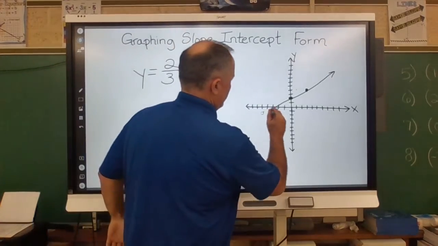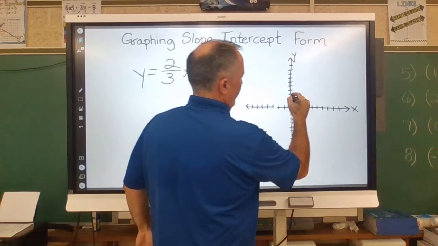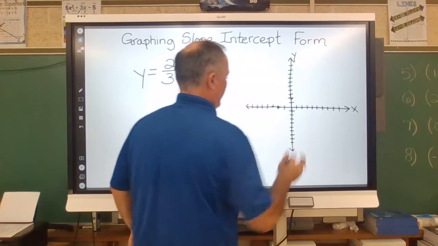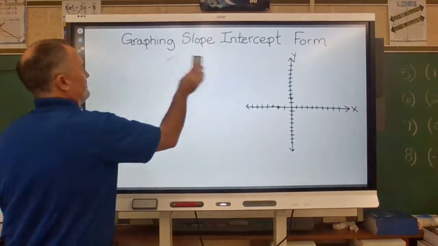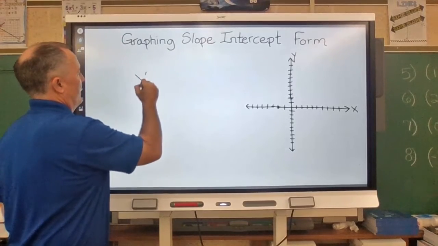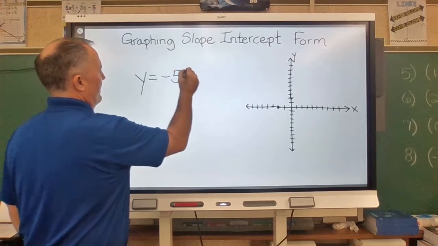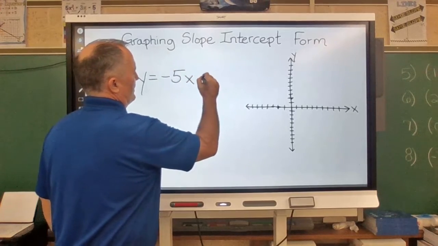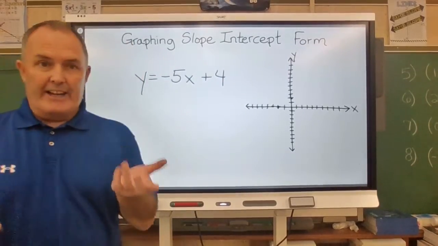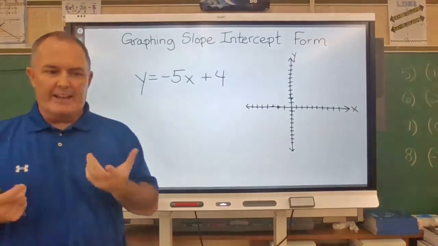Let me erase this one first. Fix my graph a little bit. There we go. All right, let's do one with some negatives. Why not, right? y equals negative 5x plus 4. All right, now I have a negative slope. So this line is going to go down because the slope is negative.